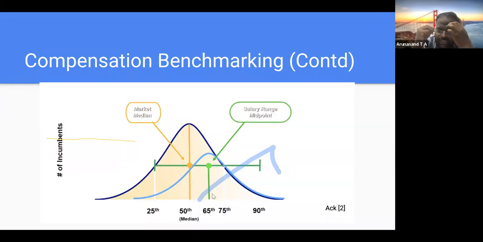So this compensation benchmarking helps when you have a new role, when you are hiring somebody and you would like to know what salary I should pay as per the market trends. And this is how it is done. It's a long process, but this is a snapshot of it.